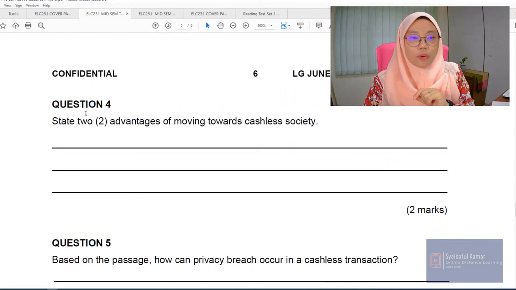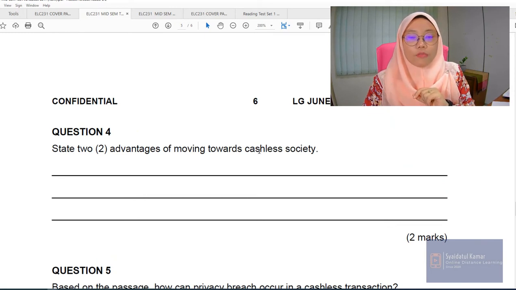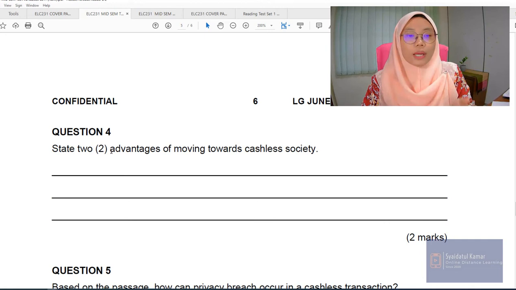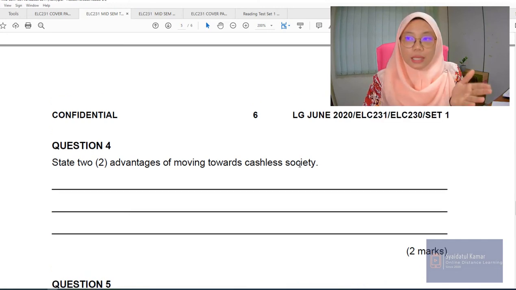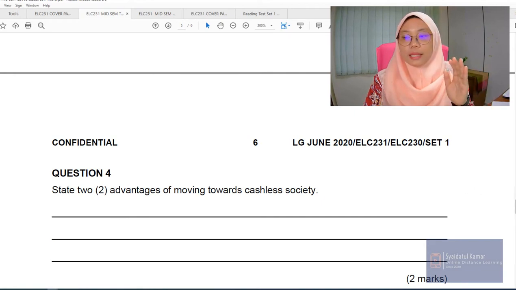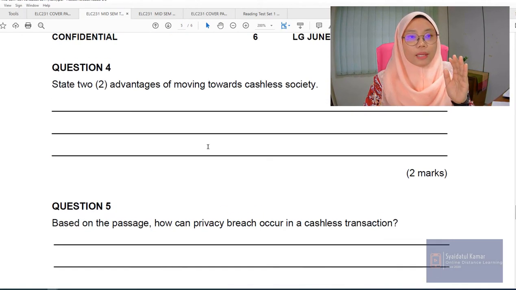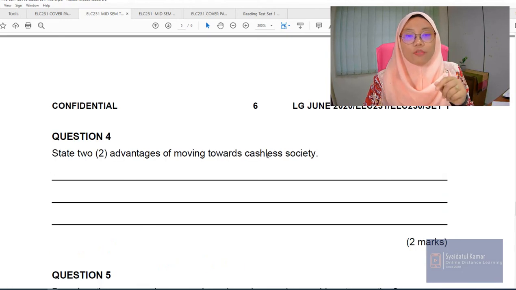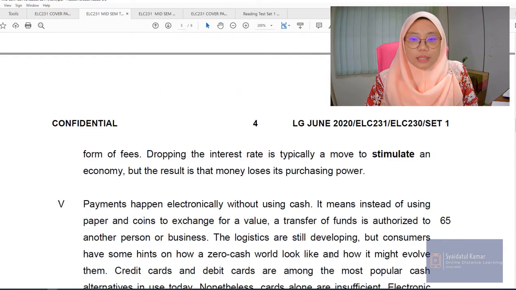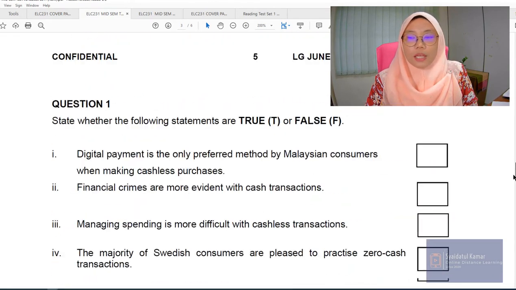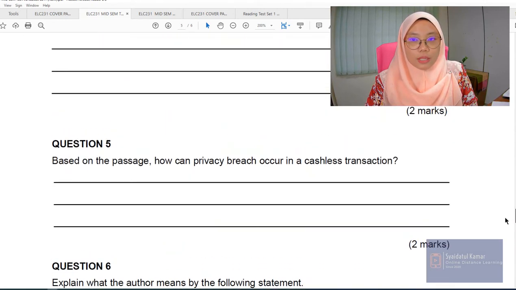Next, question number 4. State 2 advantages of moving towards a cashless society. So this is a direct comprehension question to test whether you can find the answer to these questions in the article. This is a very simple, straightforward comprehension question. So just go to the article and identify the 2 advantages of moving towards a cashless society, and it is available somewhere in this article. Alright, okay, now take a look at the next question.